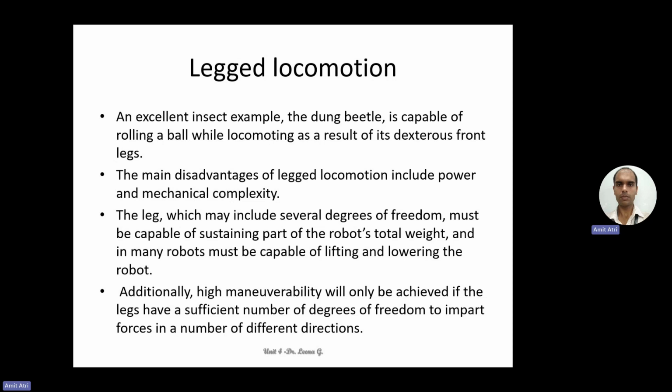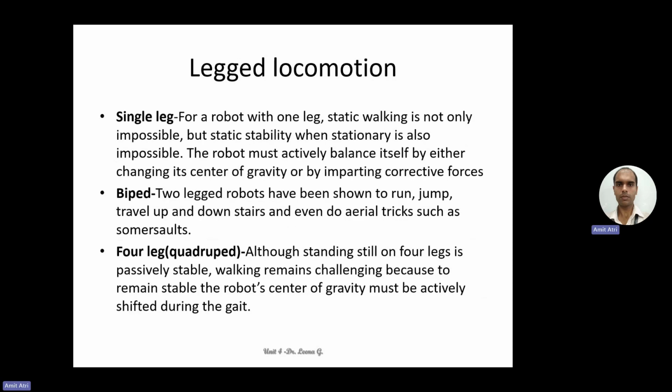The main disadvantages of leg locomotion include power and mechanical complexity. This is a disadvantage: the power requirement and the mechanical design, the joints provided for the complete locomotion system in this leg type of locomotion. The leg, which may include several degrees of freedom, must be capable of sustaining part of the robot's total weight, and in many robots must be capable of lifting and lowering the robot. That is up and down motion, like sitting and standing. Additionally, high maneuverability will only be achieved if the legs have a sufficient number of degrees of freedom to impart forces in a number of different directions. These are some of the challenges.